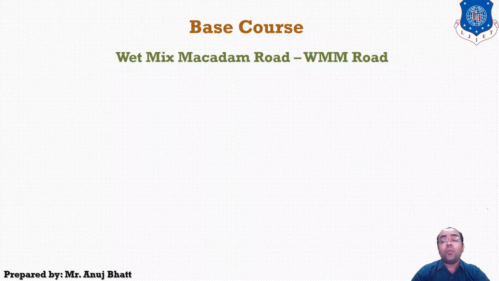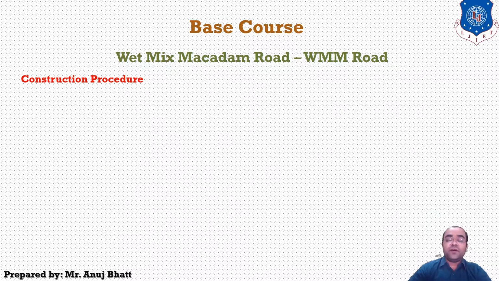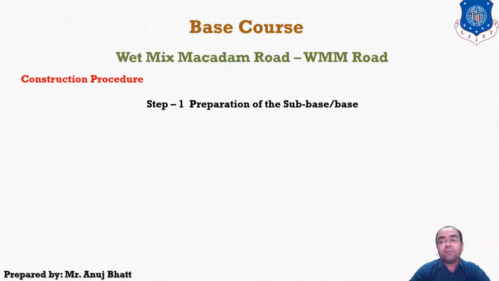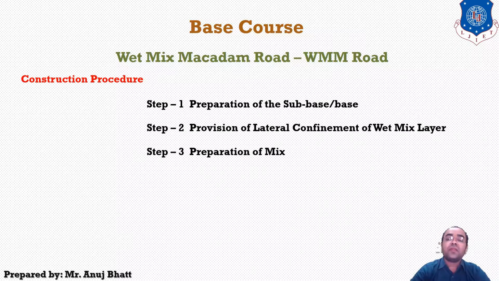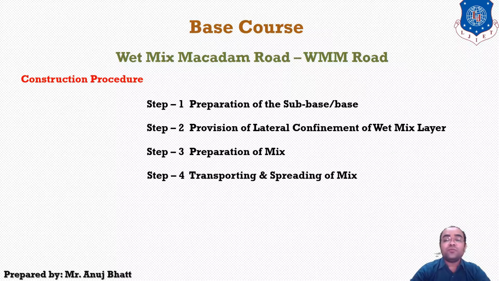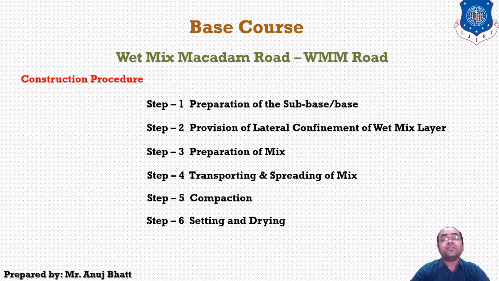Now let's move on to the operations that we have to perform when constructing the wet mix macadam road. As a construction procedure, the first step is the preparation of the sub base and the base course. The next step is provision of lateral confinement for the wet mix layer. Step 3 is preparing the mix. Step 4 is transporting and spreading the mix to the site. Then the compaction should follow, and then after that the road should be kept for setting. So let's discuss the detailed procedure.